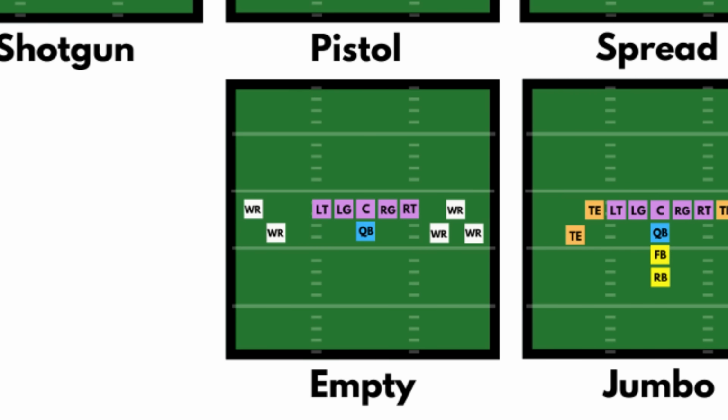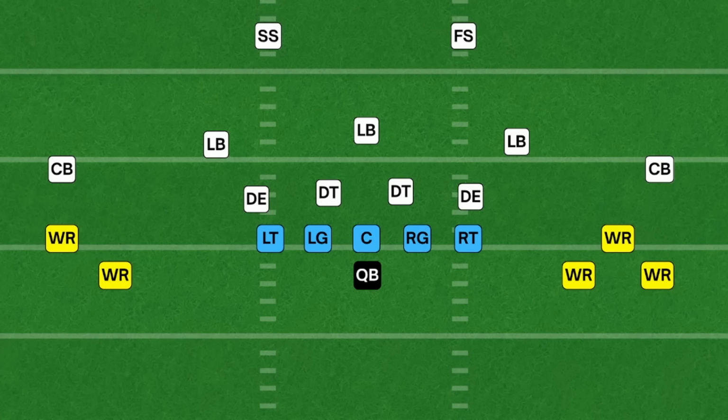Empty backfield. Take every running back off the field and replace them with receivers. The quarterback stands alone in the backfield with 5 receivers running routes. This is empty backfield, and it's the ultimate passing formation. You'll see this on 3rd and long, in 2-minute drills, or when teams absolutely need a completion.